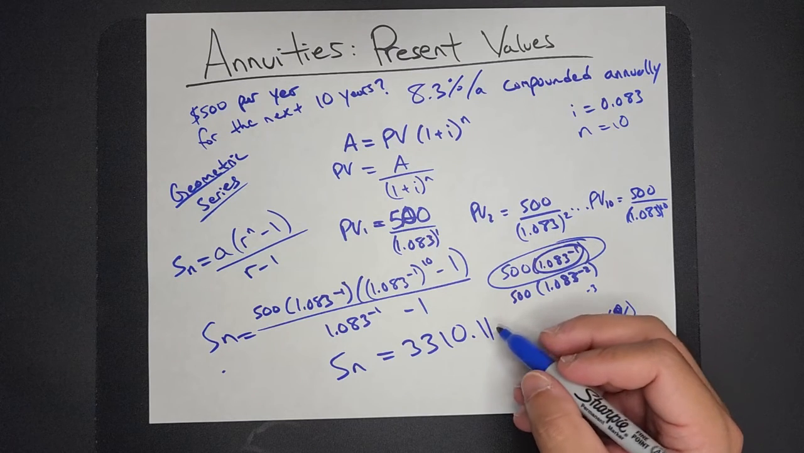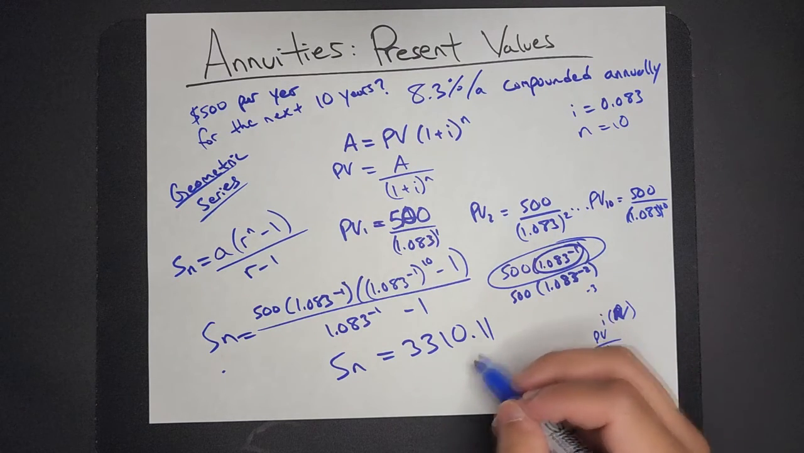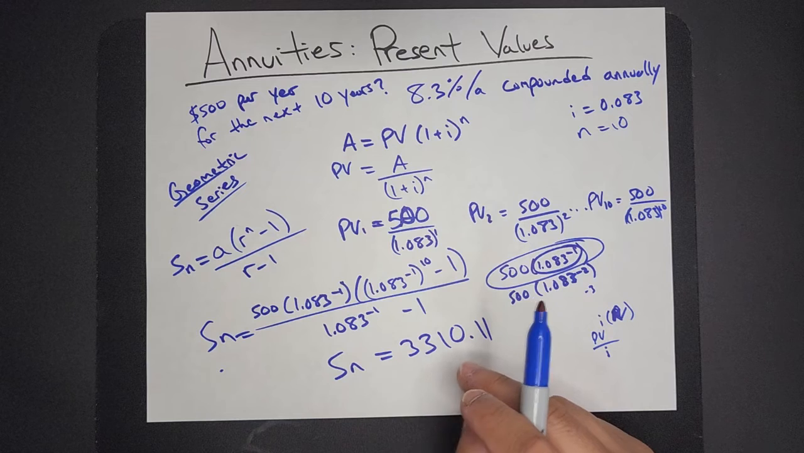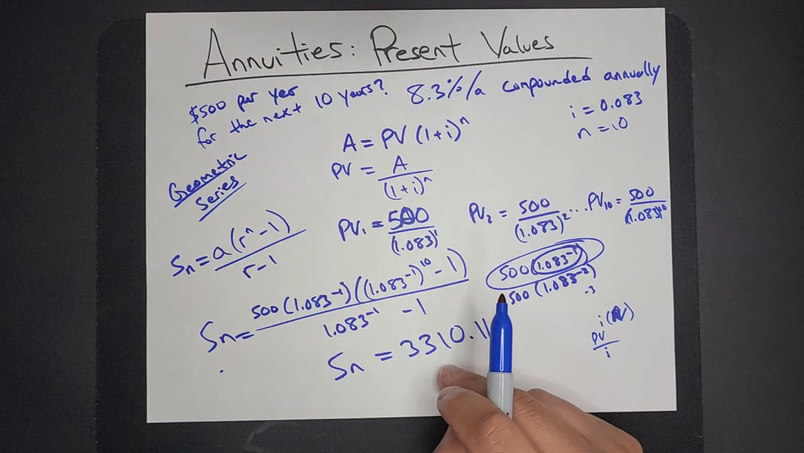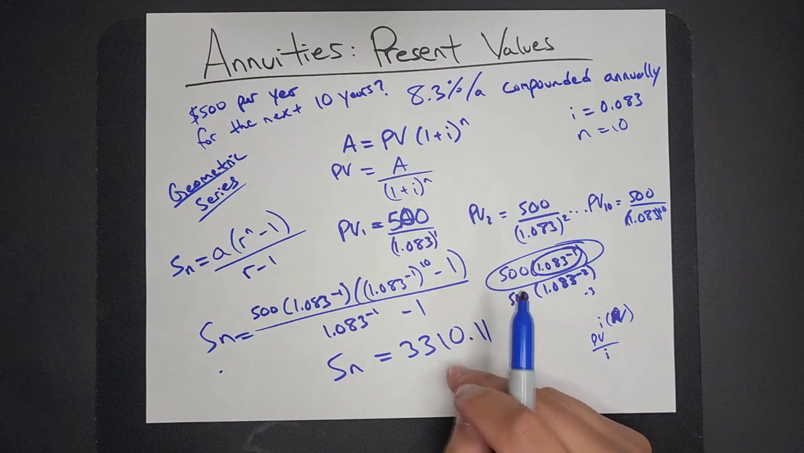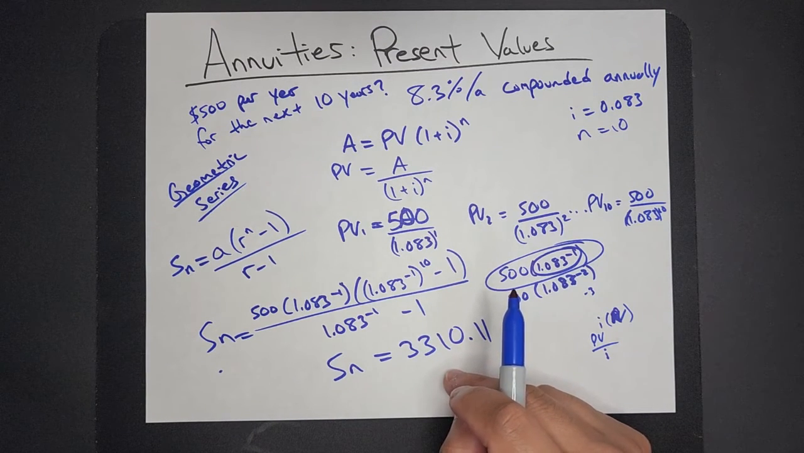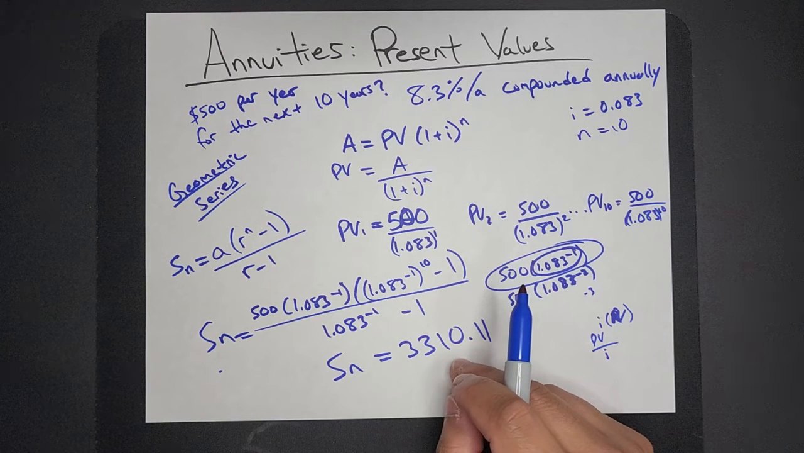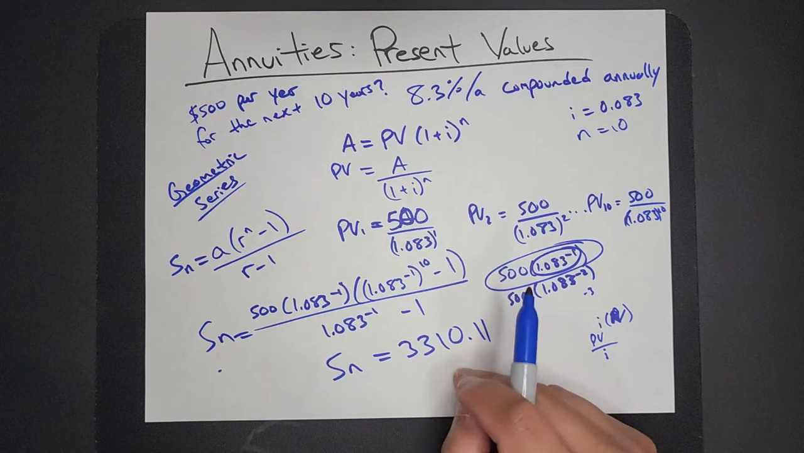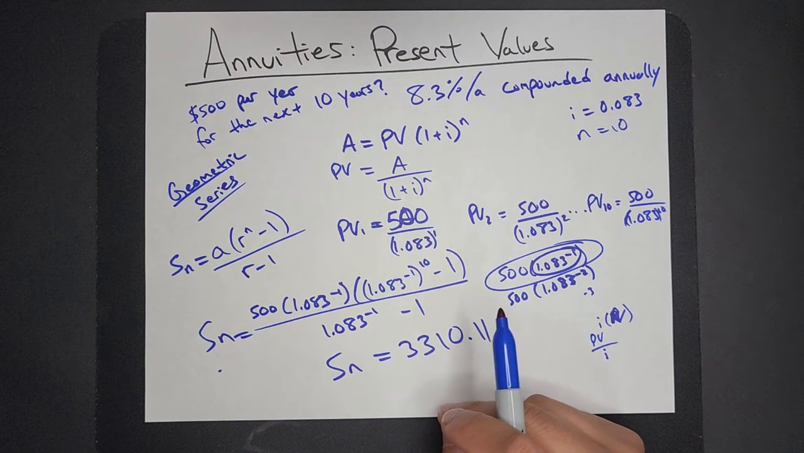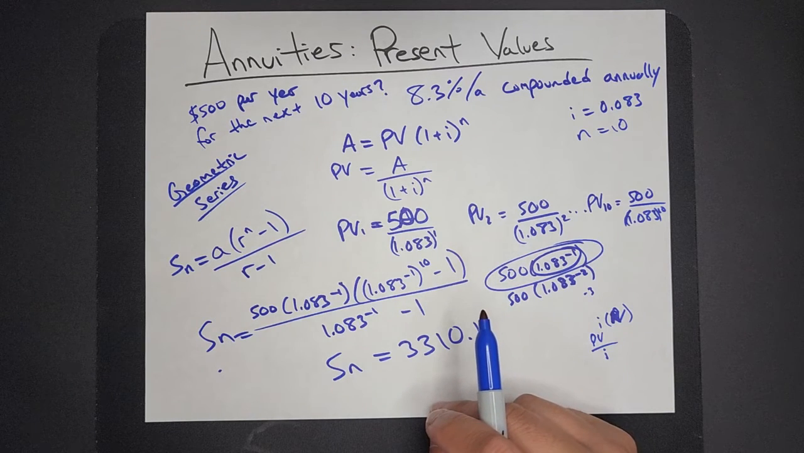So I would need to invest a sum of $3,310.11 now to provide a payment of $500 every year for the next 10 years. Well, that's interesting.